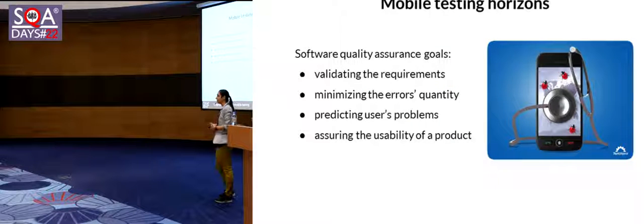But still, all other software testing goals are applicable to mobile testing. The most important ones are the validation of requirements, both business and technical, and minimizing the quantity of errors. For sure we cannot get rid of all errors. It's impossible, unfortunately. But we can do our best as testers to get the smallest amount of them possible. And that's also applicable for mobile testing, of course.